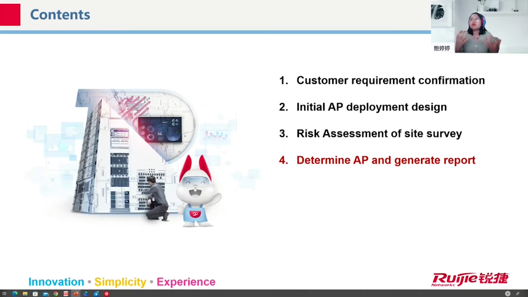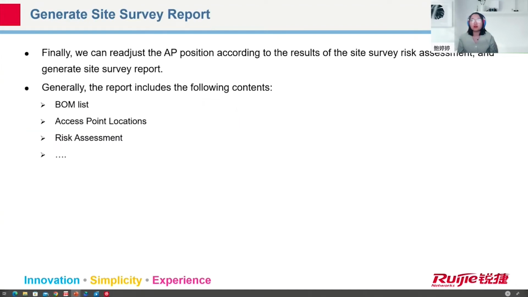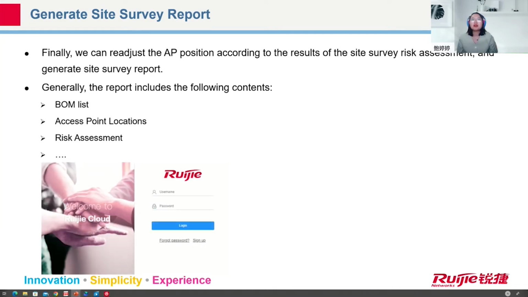And the last one, after we finish the site survey, we also have to determine the AP and generate a report for the customer. For example, about generating the report, we have to include the WLAN list and the location of the access points, and when we do the POC test and find some risk assessment, we have to add everything onto the report and then give it to the customer.